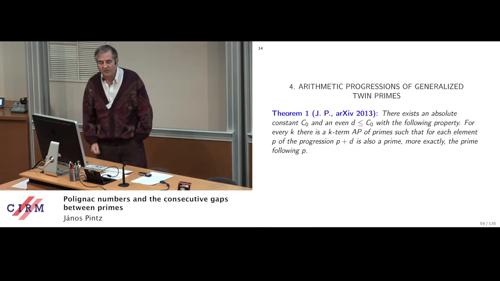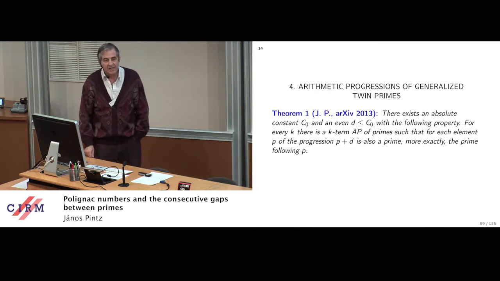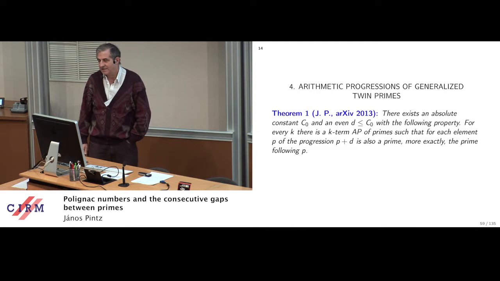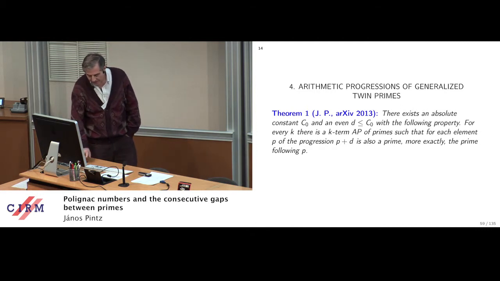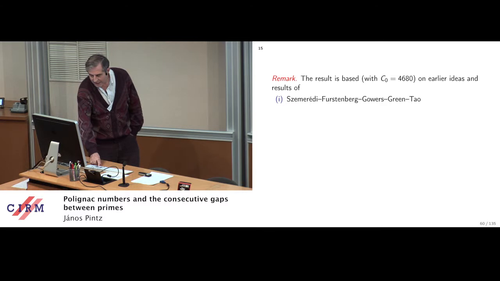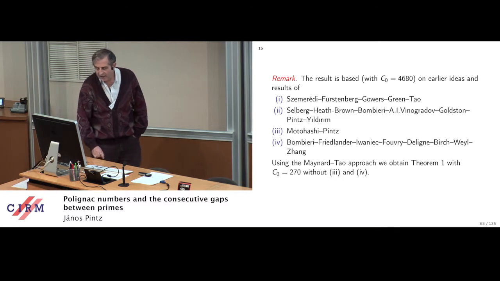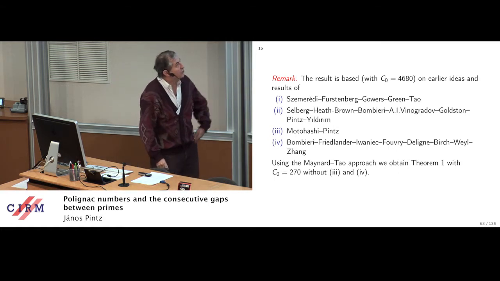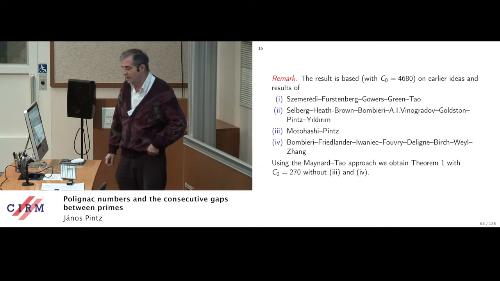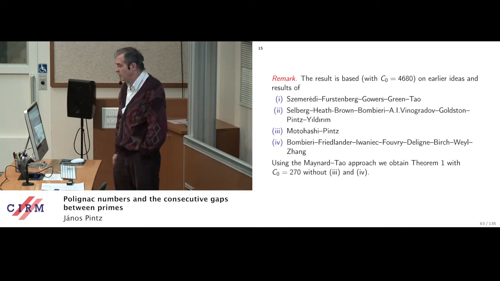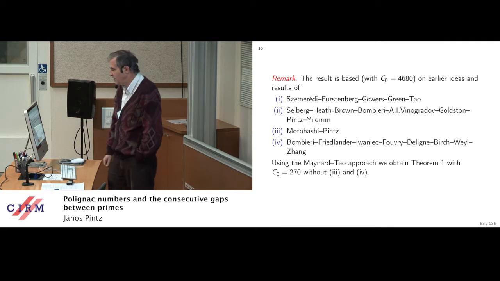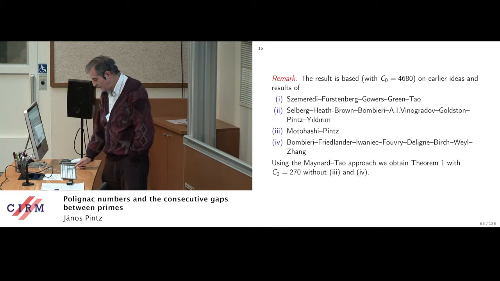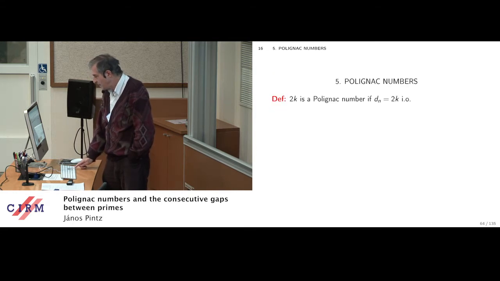So that means what we can prove is that we have arbitrarily long arithmetic progressions in the set of generalized twin primes. The result is based on several earlier ideas, and the constant, if we use Tao's approach, is 4,600. If we use the Maynard-Tao approach, then we don't need Motohashi-Pintz, and we don't need Bombieri, Friedlander, Iwaniec, Zhang, and we get just 270. So this is the best bound.